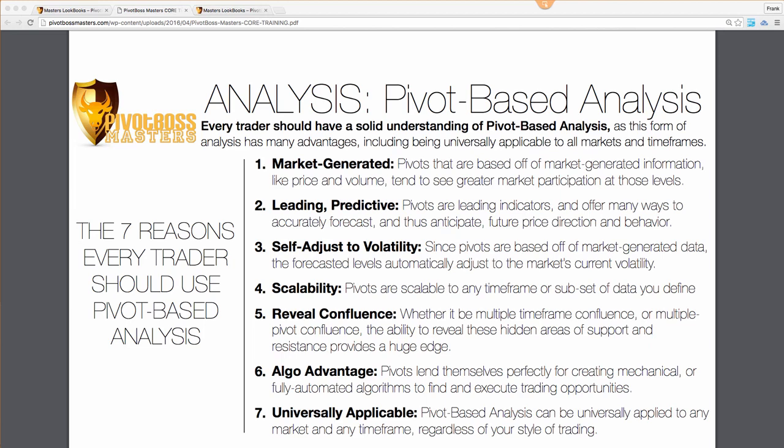Pivots lend themselves perfectly for creating mechanical or fully automated algorithms to find and execute trading opportunities. And that, again, is very important, because when you're able to scan large amounts of data and bring back those certain opportunities, those certain points in time where there's a high tendency that you're going to see a certain outcome, you can bring all of those various events right to the forefront of your screen. And because it's all based on math, all of this is just equations and formulas, because before it was a lot of chart patterns and those types of things, and now it's a lot more math.